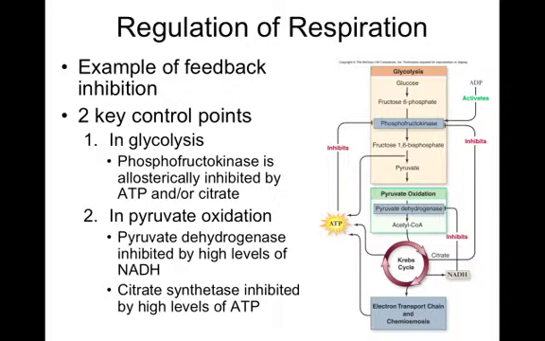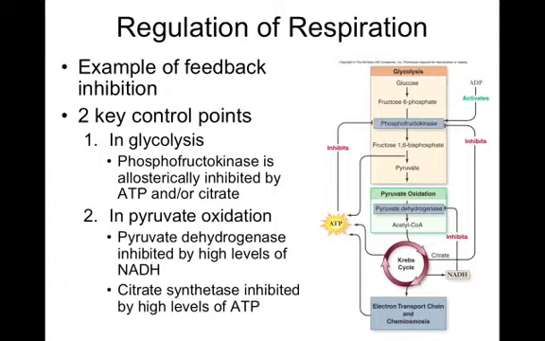So this is a great example of what we looked at a couple of chapters ago of allosteric activation and allosteric inhibition. The ATP and the ADP bind to something other than the active site of phosphofructokinase. Phosphofructokinase's active site is specific for fructose 6-phosphate.